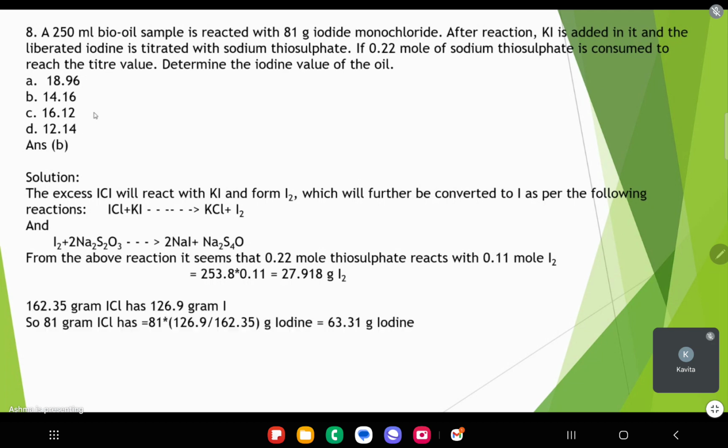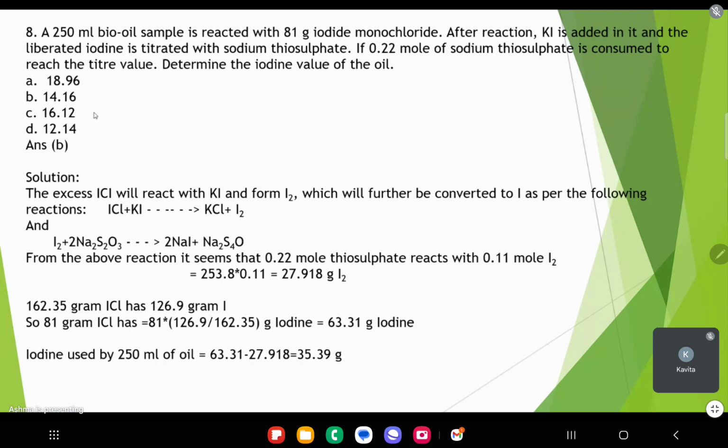So next is 162.35 grams of ICl. This 162.35 is the molecular weight of ICl. It has 126.9 grams of iodine. This is the molecular weight of iodine. So 81 gram of ICl has 81 into 126.9 upon 162.35, found from the unitary method. It will give us 63.31 grams of iodine.